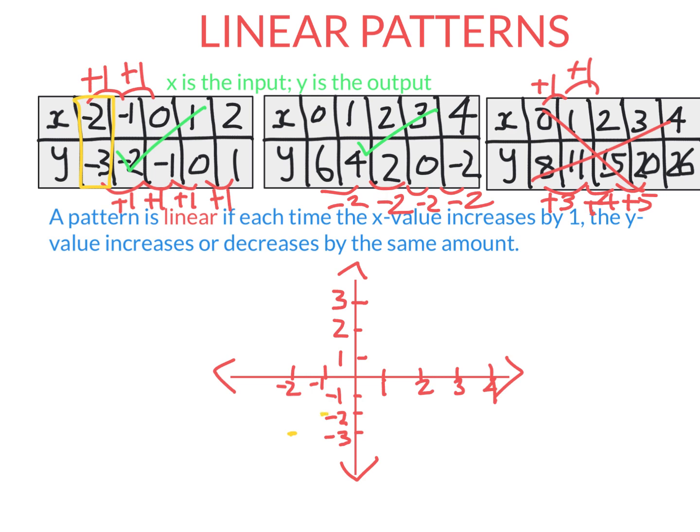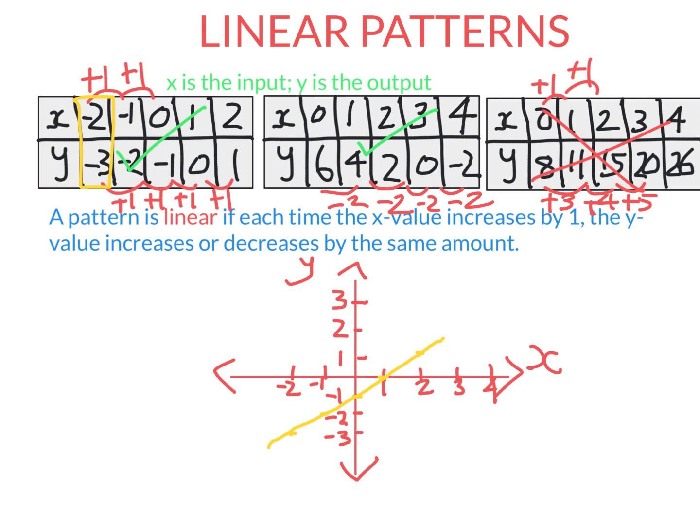And then I can plot the next point, (0, -1). x is 0, y is -1. Remember, x is always the horizontal axis, y the vertical axis, so (0, -1) goes there. Now let's plot the point (1, 0). You go across to x equals 1, y equals 0 is just there. And then x equals 2, y equals 1 would go there. Notice that all of these points that I've plotted lie in a straight line. That's why we call this a linear pattern.